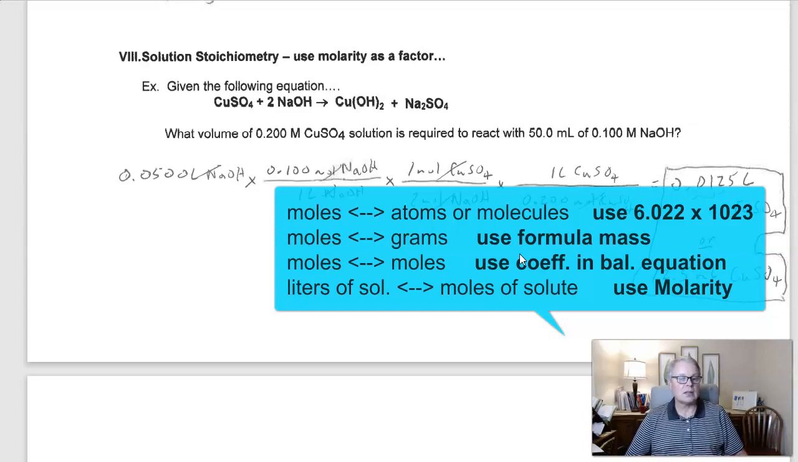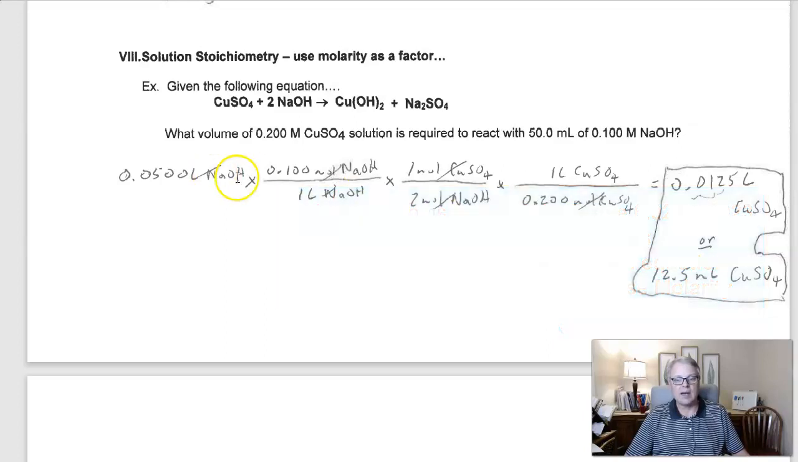All right, so see, solution stoichiometry is just one more thing on top of what you already know how to do. If you think of it that way, it's not that bad. Yeah, you can string a lot of factors out here when you're doing it, but again, it's just one more thing on top of what you can already do. So if you think of it that way, maybe it's not quite as bad, I guess.